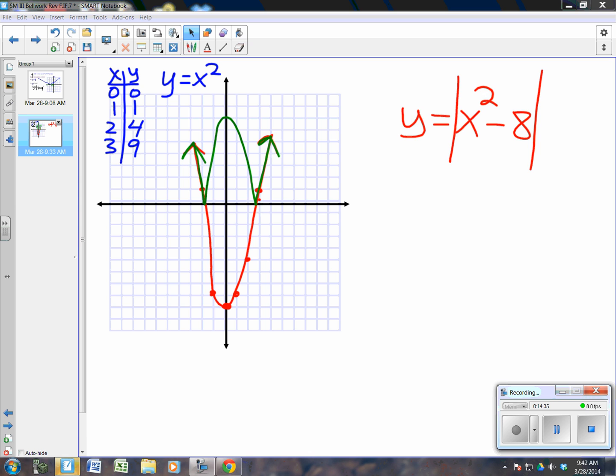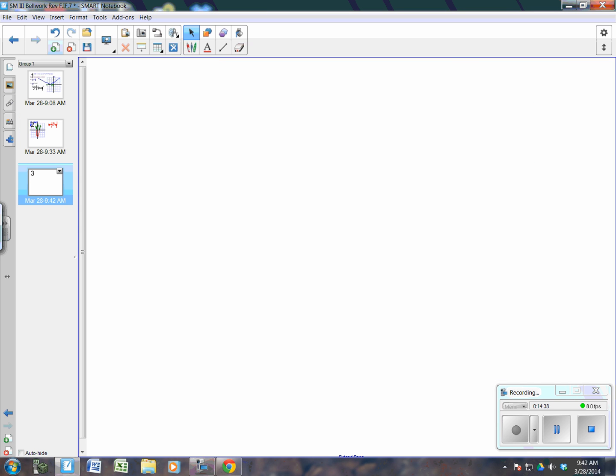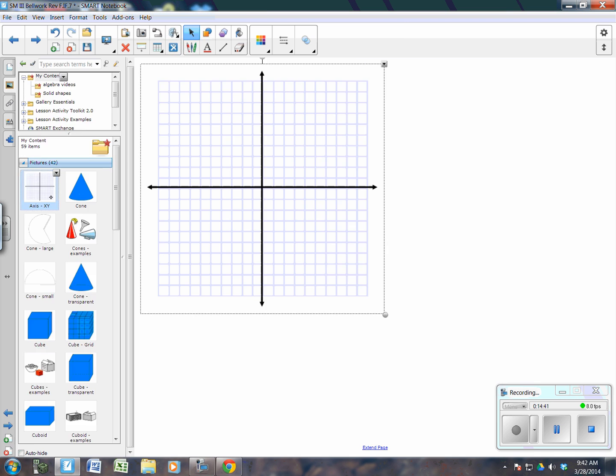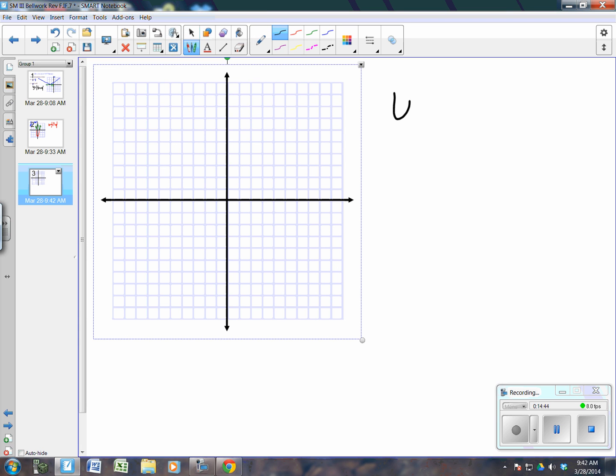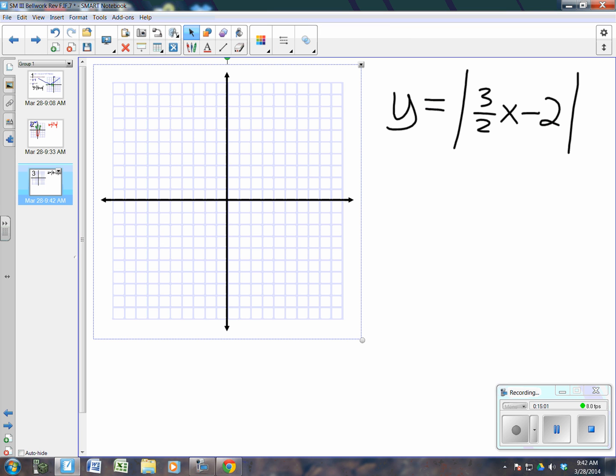Okay. Let's do this. y equals the absolute value of 3/2 x minus 2. If I took those absolute value signs away, what kind of equation is that? Linear. So graph the linear equation, then what? Then you absolute value everything underneath. Yeah, there you go. Okay, go ahead and do that.